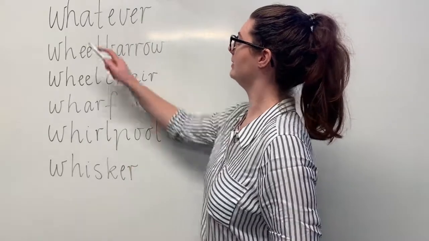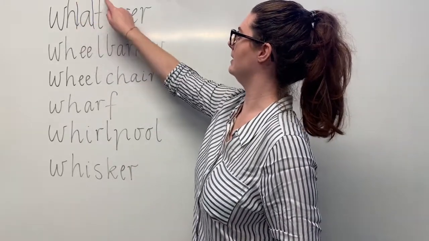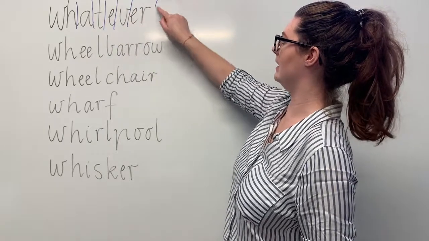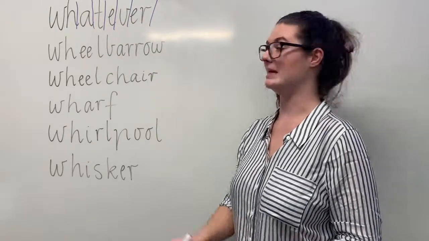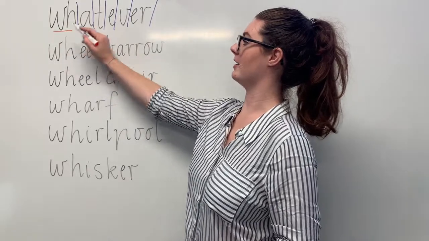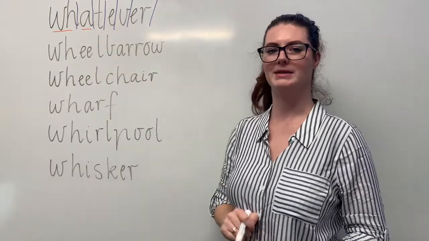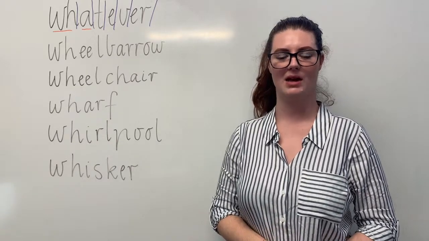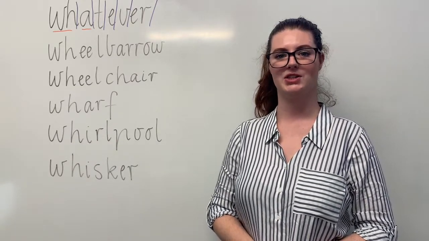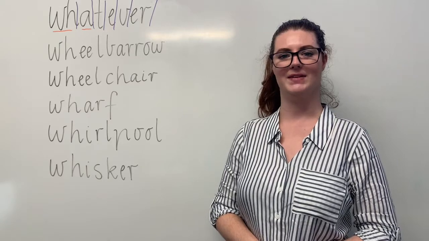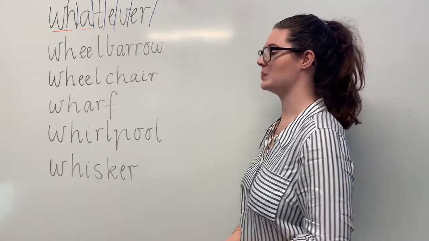The letters in whatever are W-H-A-T-E-V-E-R. The parts that we need to remember are the W-H digraph making the w sound, but also the A graph making that o sound. Can you teach it to me? Whatever. W-H-A-T-E-V-E-R. Our next word is wheelbarrow.